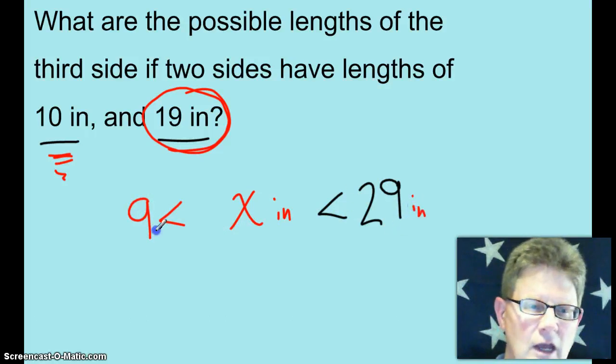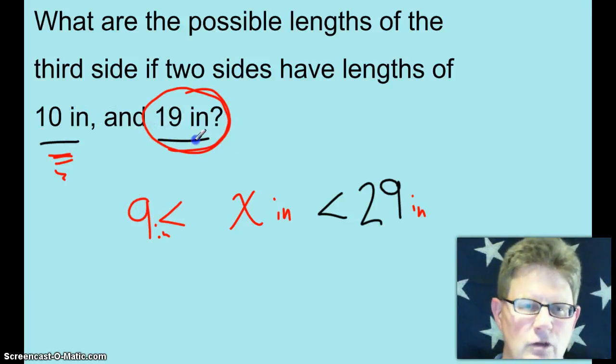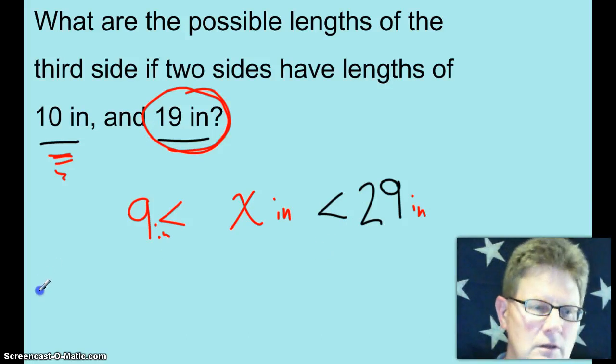The easy way to do this is just take the two numbers and subtract them. That's the smaller limit. Take the two numbers and add them together. That's the larger limit. And that's how you find the possible lengths for the third side.